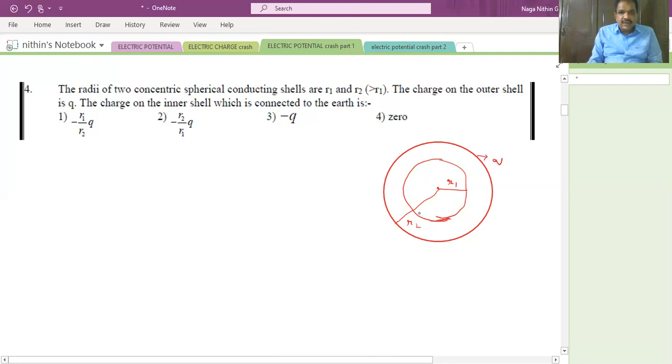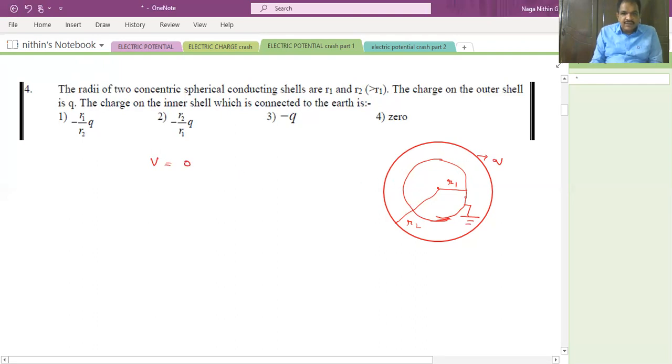The charge on the inner shell, which is connected to the ground. This inner shell is connected to the ground. What is the charge on it? Now, it is connected to the ground means its potential value will be equal to 0.